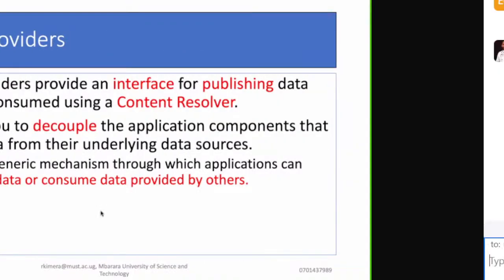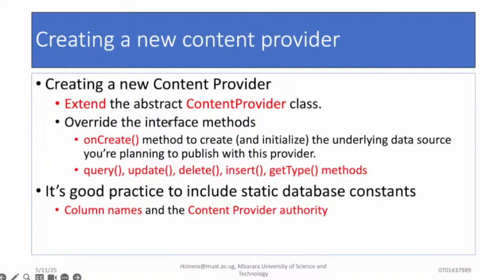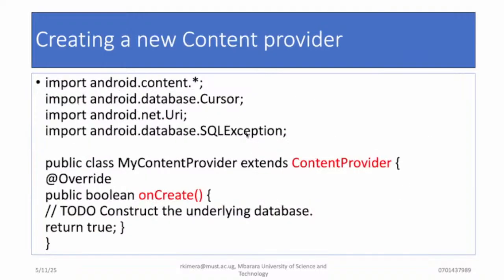So content providers, we are saying one, you just need to create a new content provider, extending the abstract ContentProvider class. Like I talked about an abstract class in Java, it usually has methods, but these methods are not instantiated or built or expanded. And it's good practice to include static database constants, especially for the columns or variables you want to collect. It's good to make them constants. A constant is the same way you know it in mathematics. It doesn't change here.